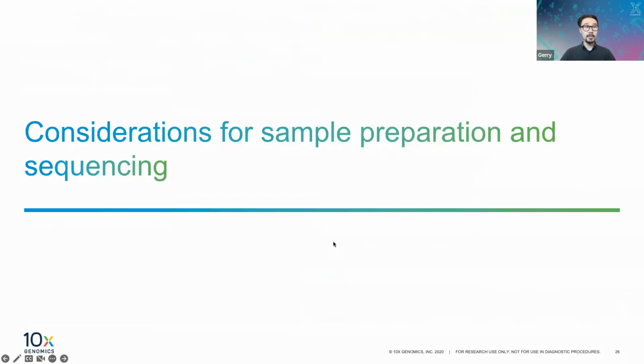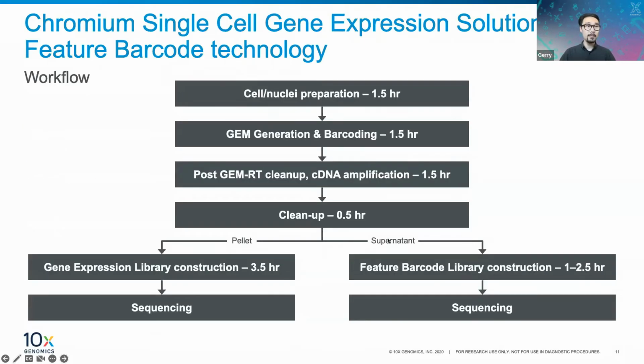The supernatant from this first cleanup is where your features are. So if you wanted to look at cell surface protein expression, this is where that information is. You would collect the supernatant and construct a separate library, in parallel with your gene expression library, and then take it on for sequencing.